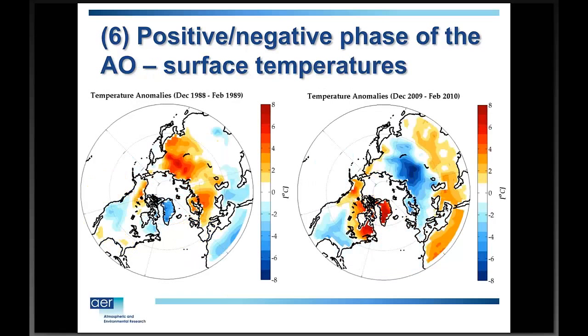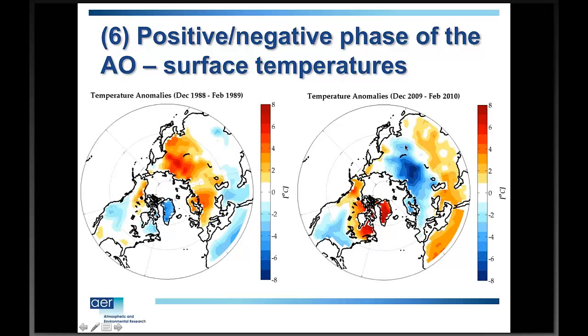And temperature is what the man on the street cared more about than the pressure. In 1988-89, you can see very strong positive anomalies over the Eurasian continent, and to a degree in the eastern U.S., but not as strong as northern Eurasia. And if you correlate the Arctic oscillation, you'll see this later, the correlations are stronger with Eurasian temperatures than with North American temperatures.